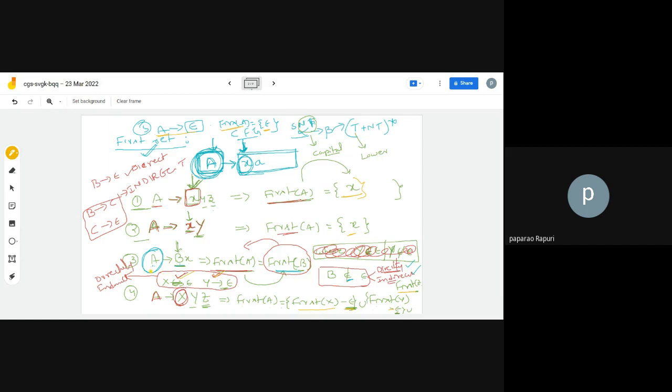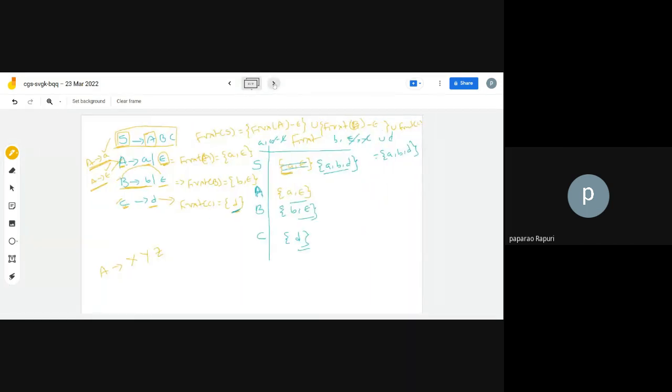So B should not produce epsilon directly or indirectly. And in the other case, A derives x y z, where x produces epsilon and y produces epsilon. So in that case, first of A is equal to first of x minus epsilon, union first of y minus epsilon, union first of z. Here z is not producing any kind of epsilon, that's why I am not removing epsilon from that set. So this is the way for constructing the first set.